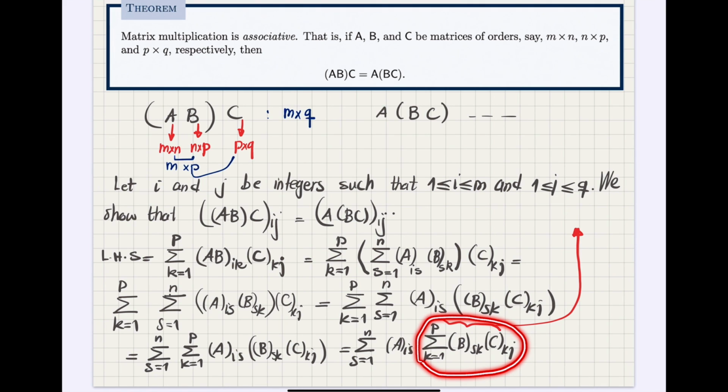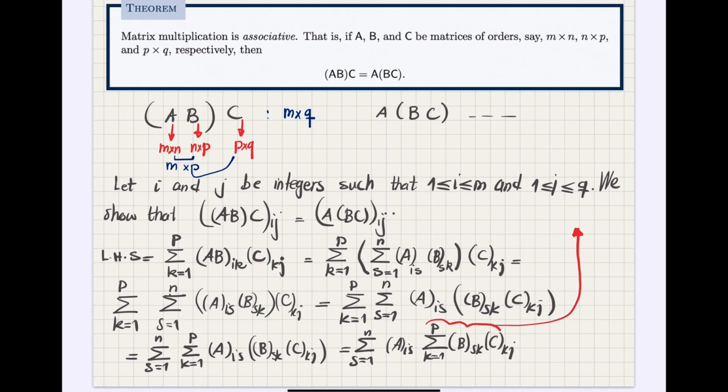The product of B and C? Which entry? The S and J. Yes, that's correct. That is B, C, S and J. I want you to feel it. I don't know how I can teach it in a different way, but hopefully you understand what I mean. This seems a good product because you see these indices are the same in between. Yes? And then what can I do here?